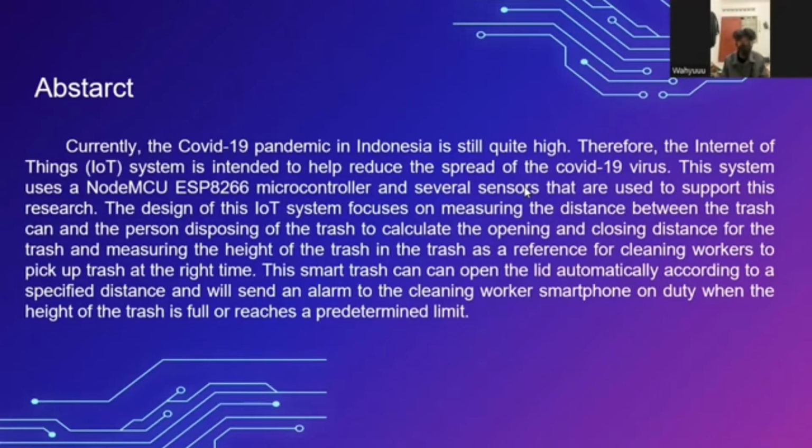The design of this IoT system focuses on measuring the distance between the trash can and the person disposing of the trash to calculate the opening and closing distance for the trash, and measuring the height of the trash in the trash can as a reference for cleaning workers to pick up trash at the right time. This smart trash can opens the lid automatically according to a specific distance and will send an alarm to the cleaning worker's smartphone when the height of the trash is full or reaches a predetermined limit.